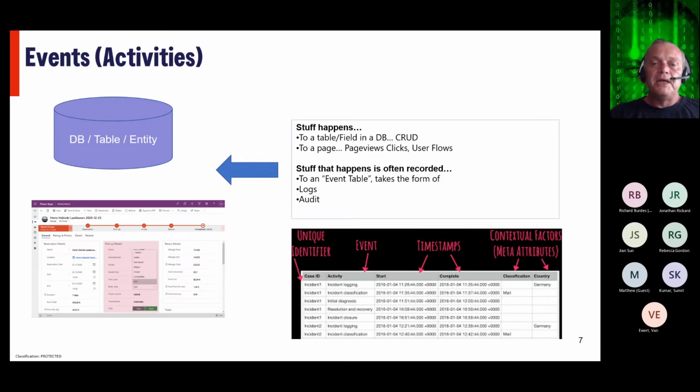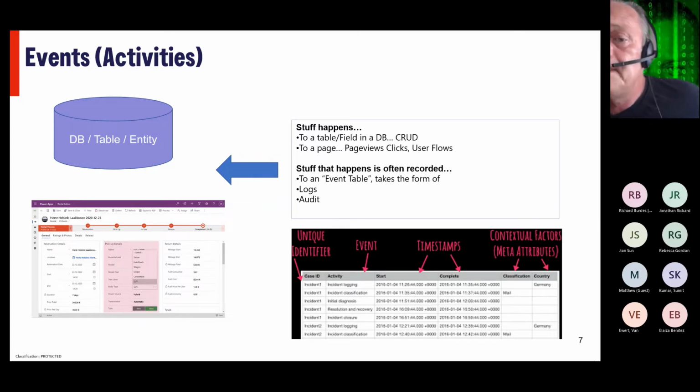Any CRUD operation, so anything happening to a page, there's page views, there's clicks, there's user flows, all of this stuff is happening. And often, all of these events are recorded somewhere if you've enabled it. It just so happens with us, we've enabled a lot of this. And we're starting to realize that there's a huge amount of value in these event tables that are being captured all the time. So there's data everywhere. We're swimming in it. And there are ways and means you can use it.